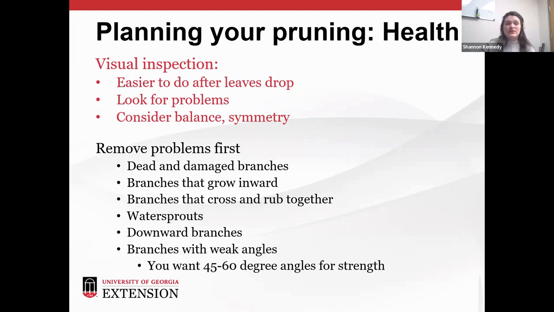You also want to consider the balance of the tree when you're looking at it. Remember that you don't want to unbalance a plant. You want it to be growing evenly. Because structurally speaking, if you're removing a lot from one side of the plant, it's going to put stress on other junctures and joints in the wood. So symmetry is very important.